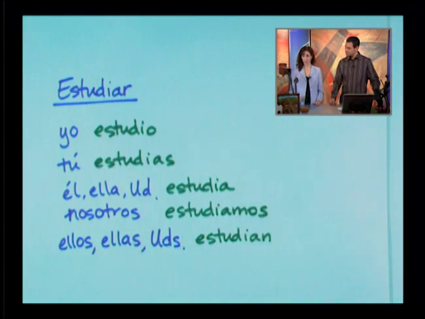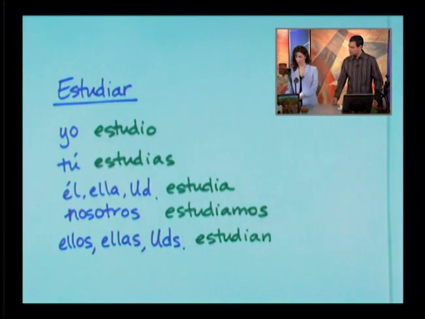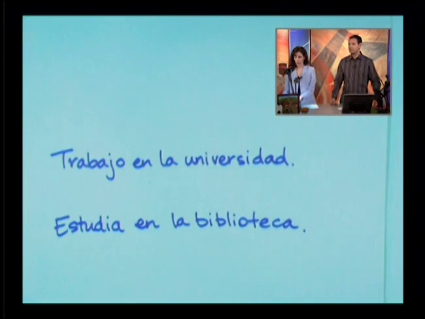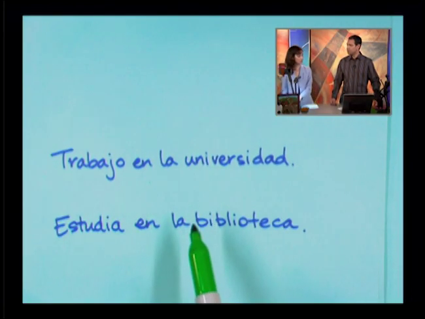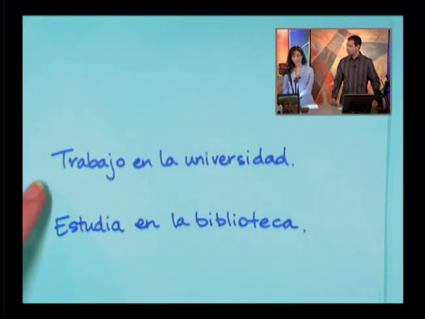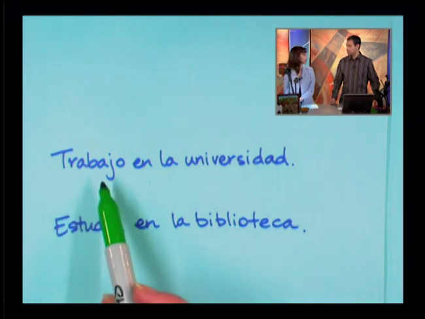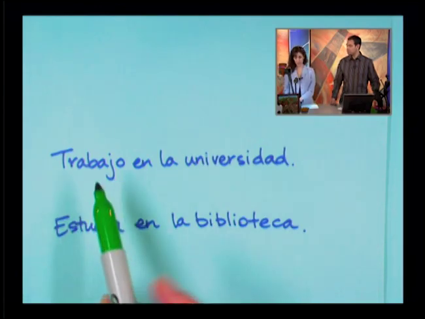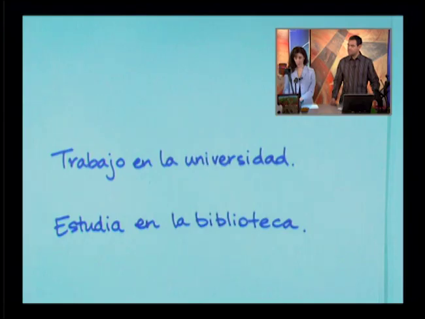Okay, let's look at these 2 sentences. Trabajo en la universidad. If you look at the verb, do you think I need to add anything else to clear up this sentence? In that case, trabajo is only used by yo, so no, it wouldn't be necessary. So this sentence is just: trabajo en la universidad, I work at the university. But if I look at the second one, it says estudia en la biblioteca, but estudia could be él, ella, or usted, and that would cause a little confusion.